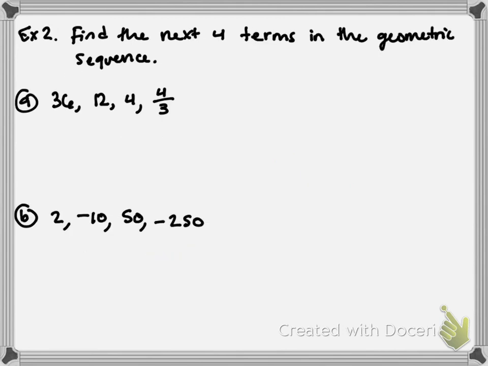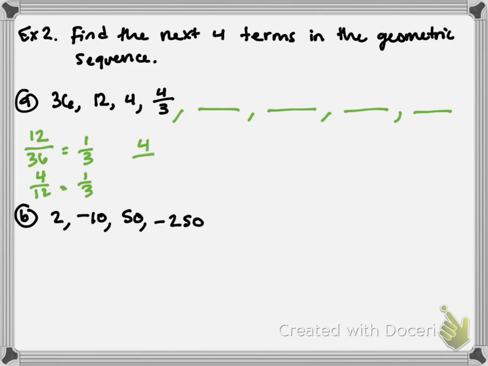Alright, example 2 says find the next 4 terms in the geometric sequence. So what's going to come next? I need 4 terms. First I want to find the ratio, right? Any term, start with 12. 12 divided by 36 is 1/3, right? 4 divided by 12 is 1/3. So how do I get from 4/3 to the next term? I'm going to take 4/3 and multiply by my common ratio. So my next term is 4/9.